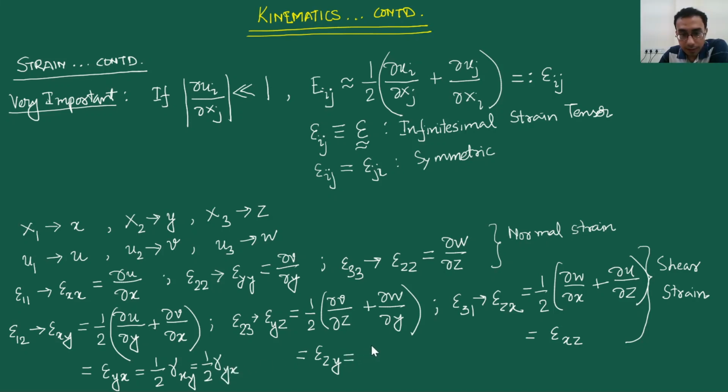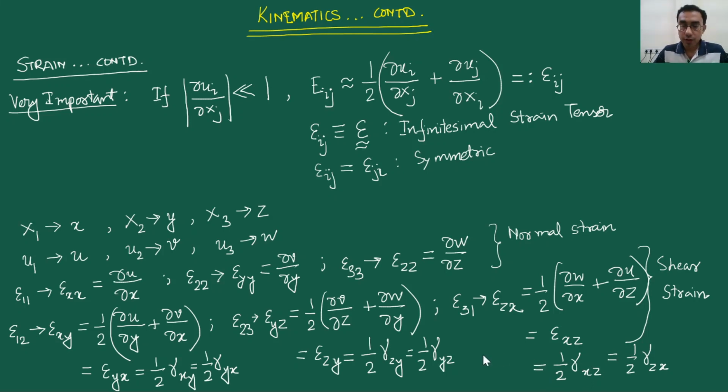Similarly, this thing, whatever this expression we have found out, that is equal to half of gamma zy equal to half of gamma yz. Similarly, this thing is equal to half of gamma xz is equal to half of gamma zx. So it is just from the context you can understand which expression you have to use. So if gamma is used, don't use the half here and just write down these expressions, and if epsilon is used, just use the half here.